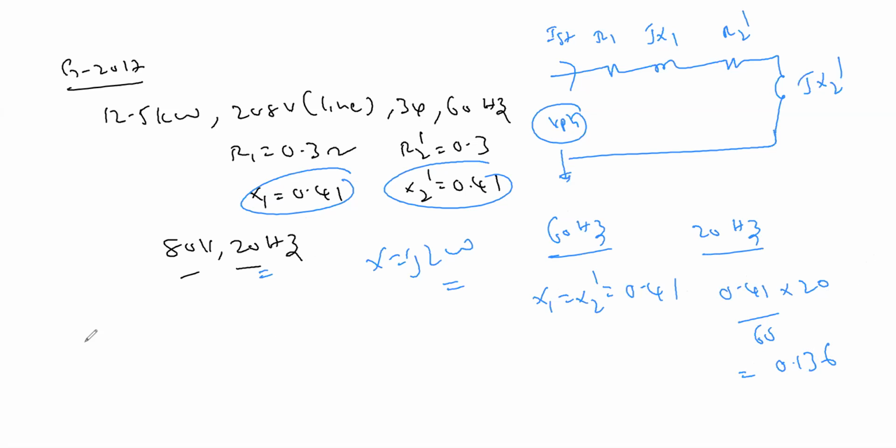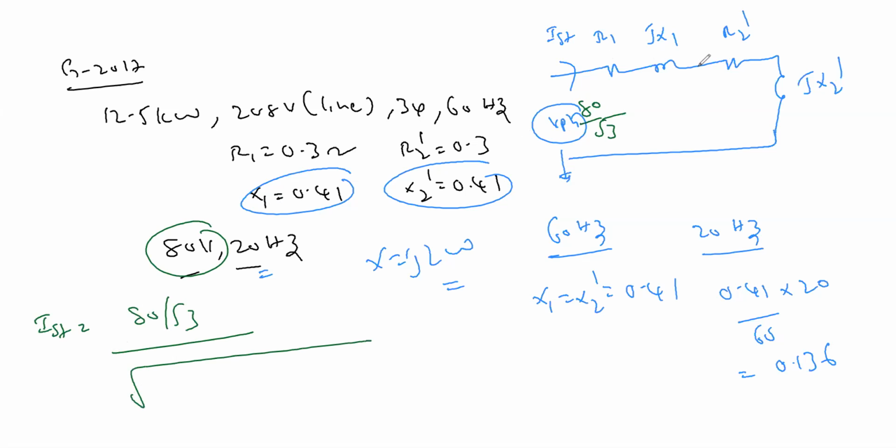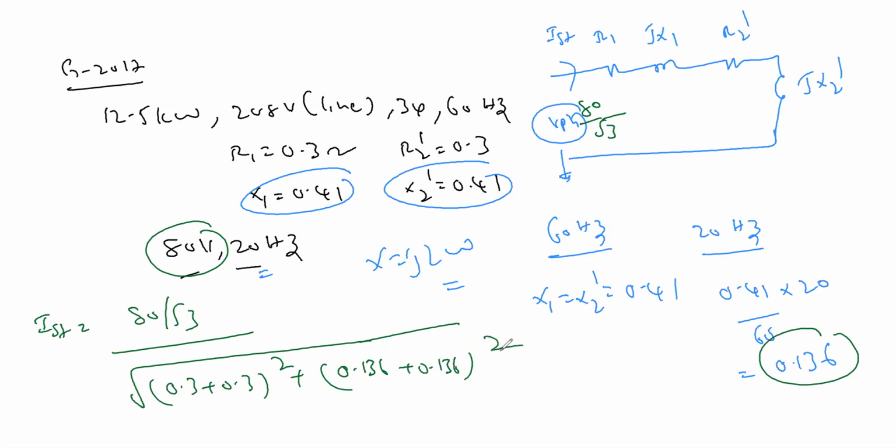Now what is the starting current? Starting current is 80 volts, of course line voltage, that is all values given are line voltages. So 80 by root 3 under root of (R1 plus R2 dash) whole square, 0.3 whole square, plus (X1 plus X2 dash) whole square. This is the new value. Let me get this value.